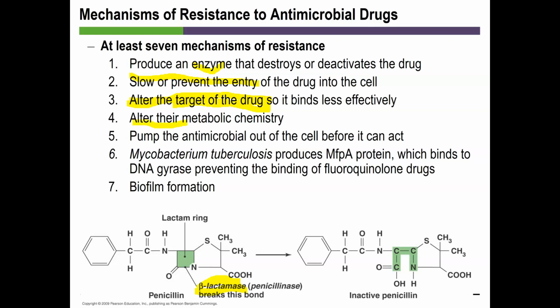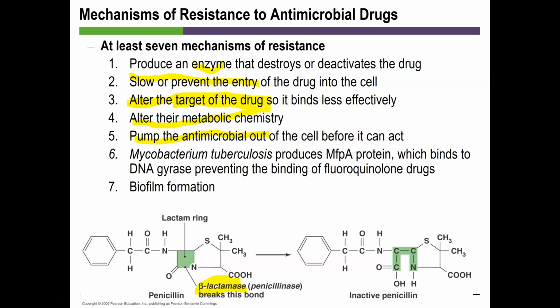They may alter their metabolic chemistry. So if a metabolic pathway is being inhibited in some way, they might somehow compensate for that and overcome that inhibition. They may pump the antimicrobial out. This is actually how chemotherapeutic drugs that target cancer are often not useful anymore: the cells mutate their pumps, and the pump will start to pump the drug out just as fast as it diffuses into the cells.